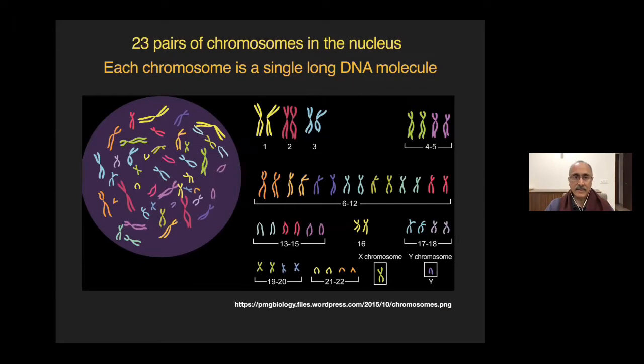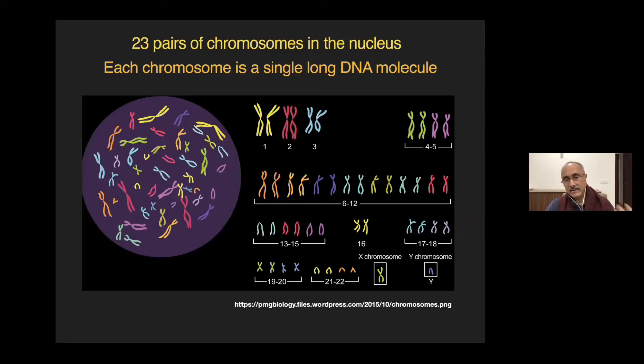Again, general background: in a typical cell, excluding sex cells, there are 23 pairs of chromosomes in the nucleus. Each chromosome is a single long DNA molecule. And for a sense of scale, if I take all the chromosomes inside a typical human cell, lay them out end to end, and tie them together at their ends, I will have a linear structure that is about 2 meters long.